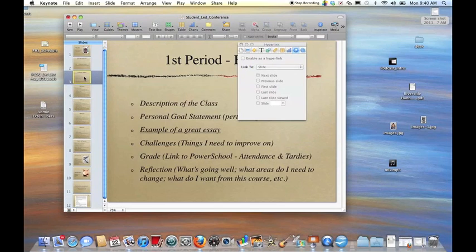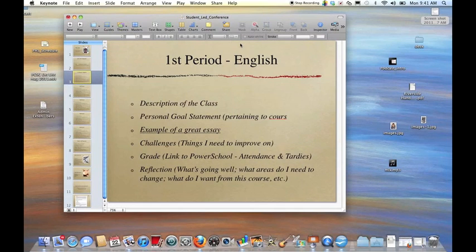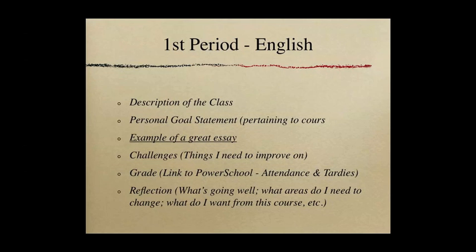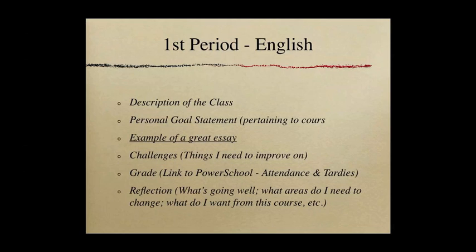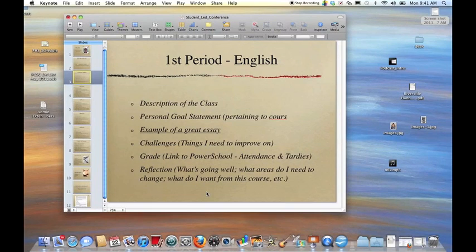Alright, so now what we have, I'll get rid of this inspector. When I play it, okay, I want an example of a great essay. I'm going to click onto it. Oh, look at there, Mom and Dad, that's great. Click back onto the arrow and you're back to the slide, and you can go on talking about your challenges. You can link to PowerSchool and write a reflection. Again, all this can be on different slides. It doesn't have to be jammed all in one slide, but this is just an example of linking.